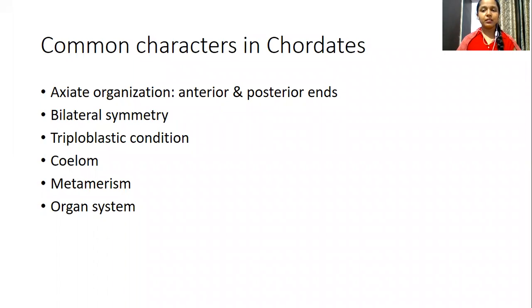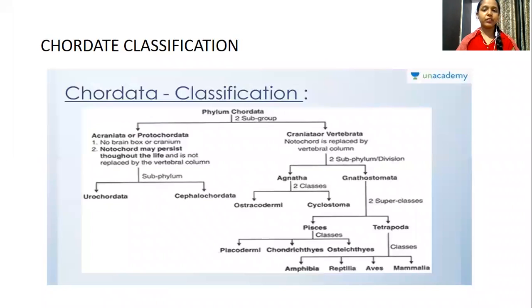Well, these are the fundamental characters, common characters, and certain general characters of chordates. So next we'll move on to the classification of chordates. In order to classify the chordates, the phylum Chordata is subdivided into two subgroups, that is acraniata and craniata. Acraniata are the individuals which do not have the cranium or skull box. So the cranium is a skull or skull box.